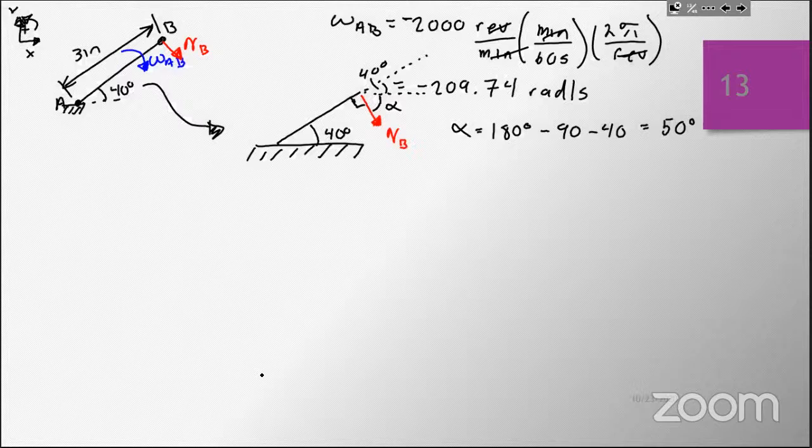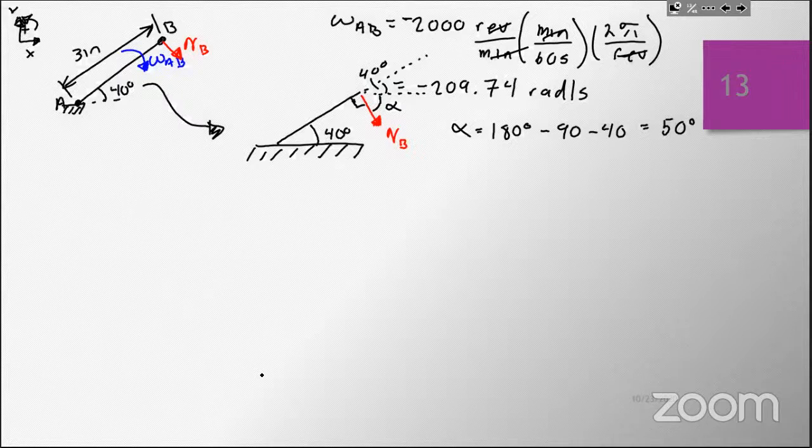Where did that come from? If you were to measure the angle from here all the way to the other side, a straight line, that's 180 degrees. I know how much this portion is, that's 40 degrees. I know how much this portion is, it's 90 degrees. Whatever's left has to be the remaining, it's 50 degrees.